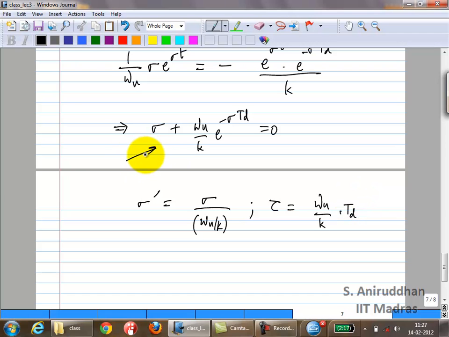So now we are going to rewrite this equation as sigma prime plus e power minus sigma prime tau. So all I have done is I have multiplied and divided by omega u over k in the power term, and the first term becomes sigma prime, the second term becomes td times omega u over k, which becomes tau. So that is the second one. The first one you just have to multiply throughout by k over omega u, and it becomes this. Everybody sees that?